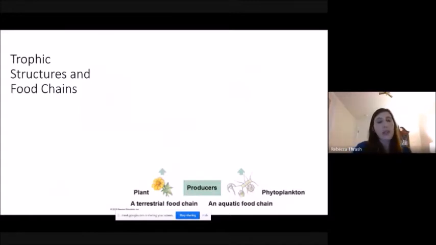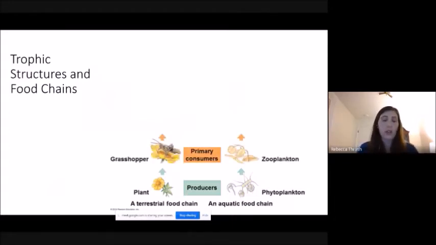So how does this affect the rest of the ecosystem? We know that producers need sunlight, they need nutrients, they need good temperatures, but how does that affect everything else up from the producer level? I've got an example of a terrestrial food chain as well as an aquatic food chain here. We've got plants at the producer level and phytoplankton for the aquatic food chain. Things that are going to get their energy directly from these producers, we call primary consumers.